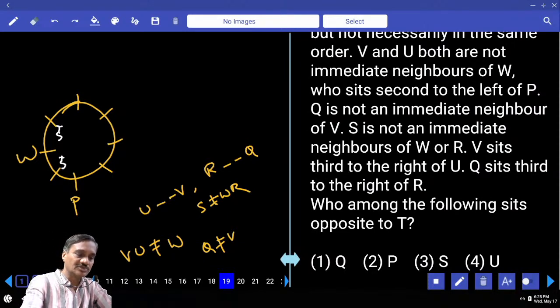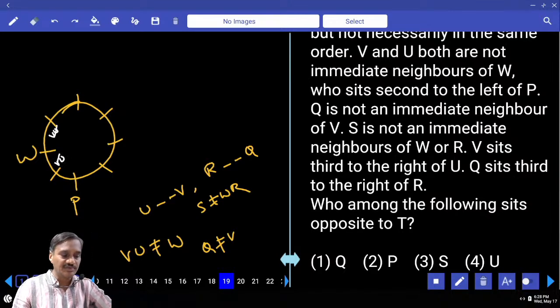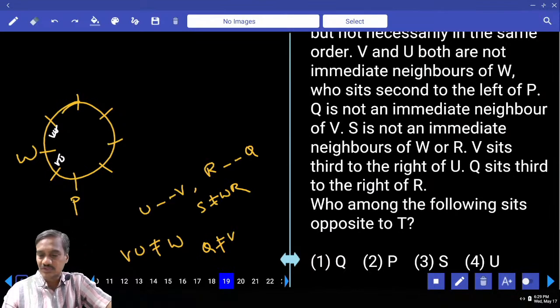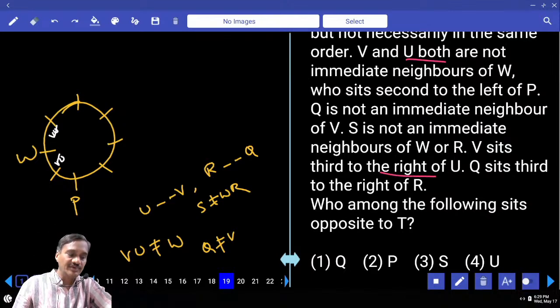Now V and U are not adjacent to W. Let's start from there. Neither V nor U can be here. Then what is the information we have regarding V and U? V and U both are not immediate neighbors of W, and V sits third to the right of U. Then V and U cannot be here.